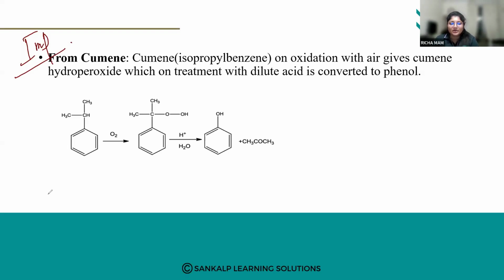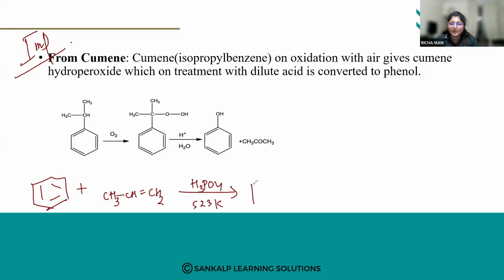So how are we going to prepare this cumene, that is isopropyl benzene? I'm going to take benzene and react it with propene, CH3, CH double bond CH2, in the presence of phosphoric acid at 523 Kelvin. I am going to get cumene, that is CH, CH3, CH3.